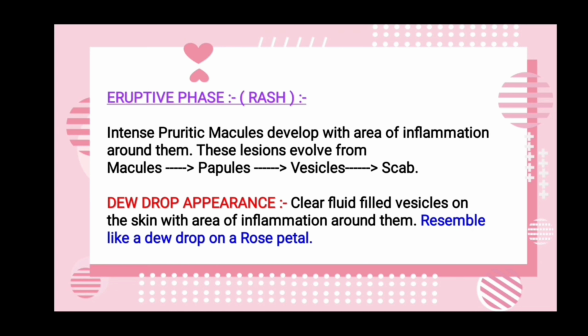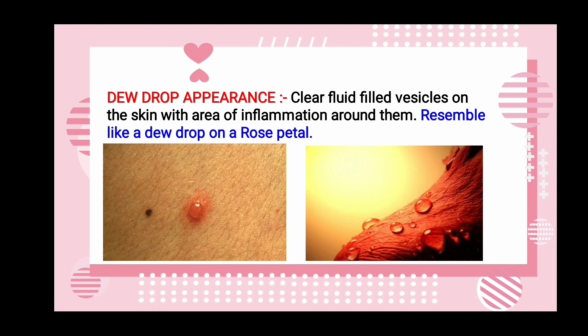The rash is described as dewdrop rash. That means clear fluid-filled vesicles on the skin with area of inflammation around them resembles like a dewdrop on a rose petal. You can see the vesicular rash in chickenpox in the left side, and in the right side you can see a dewdrop on a rose petal.